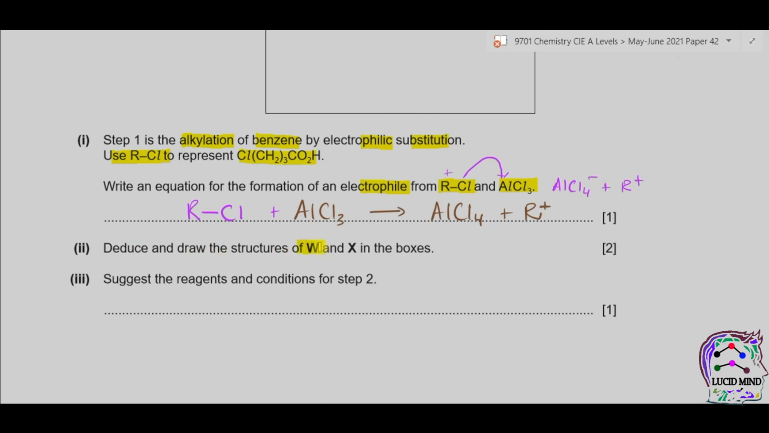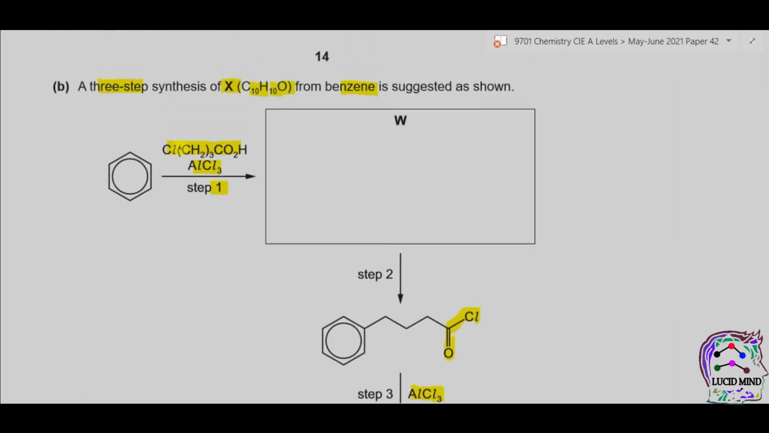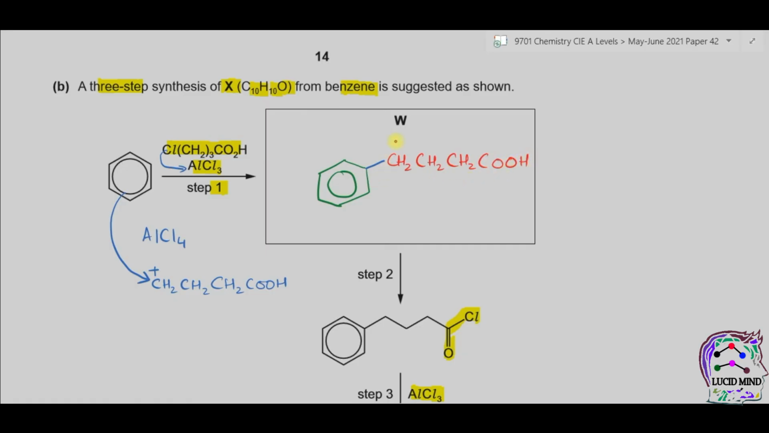Part 2, deduce and draw the structures of W and X in the boxes, and then we have to suggest the reagents and conditions for step 2. In step 1, we have AlCl3 and this compound. This chlorine will be attached to AlCl3 to form AlCl4 negative. And this rest of the part becomes positive. We have 3 CH2 and COOH, and this will become positive. Now benzene can attack this carbon atom and it will make a bond. Along with electrophilic substitution, one hydrogen is replaced. We have benzene ring, CH2, CH2, CH2, COOH. Now this is the first structure of W that is formed.